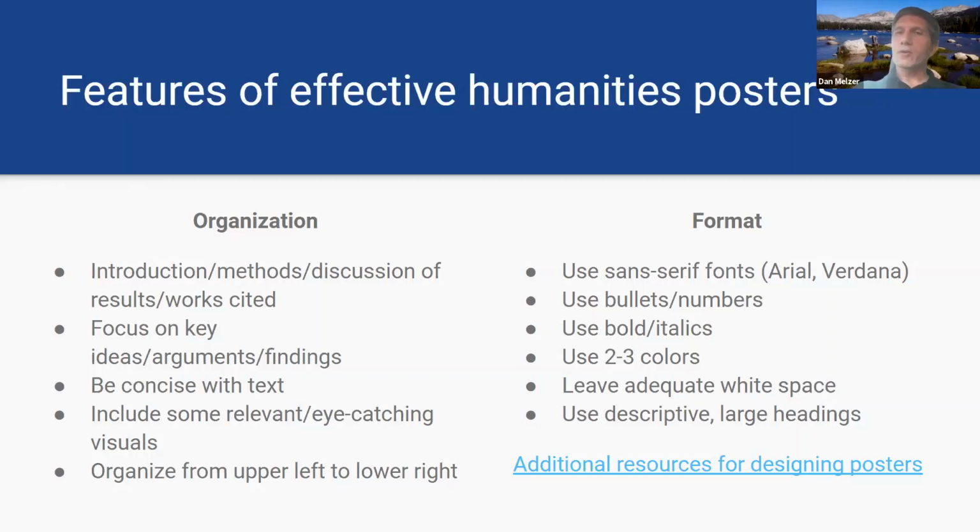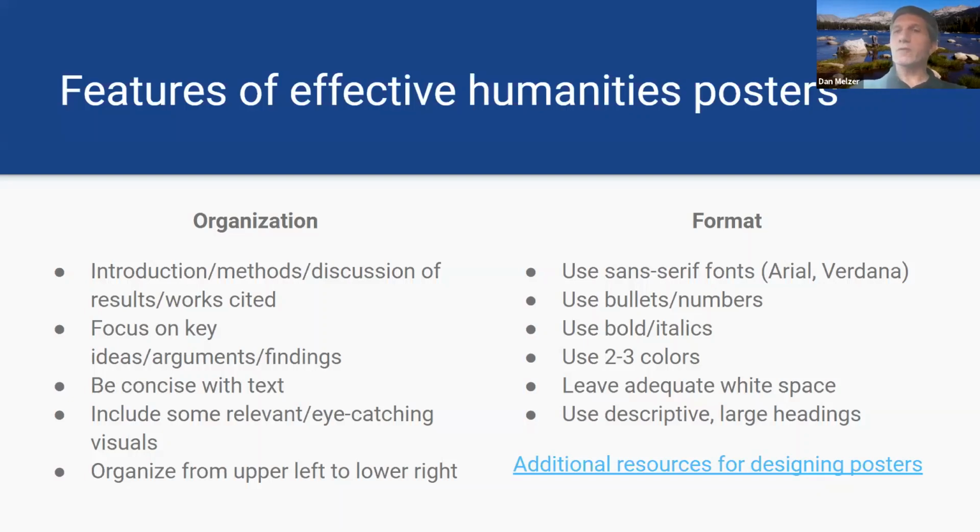It's also good to include some relevant or eye-catching visuals. Sometimes in humanities research projects, research papers, we do include visuals, but sometimes we don't. And when you're writing a poster, it's a very visual medium. So you want to include some visuals to catch the reader's attention as they walk through the gallery, to get them interested in your poster. But you want to make sure that these visuals are relevant to your topic.